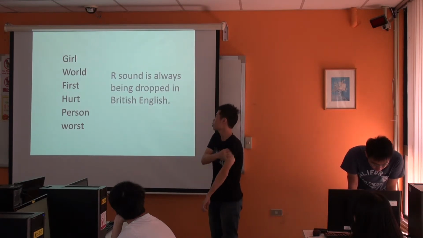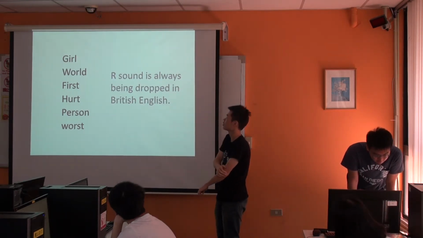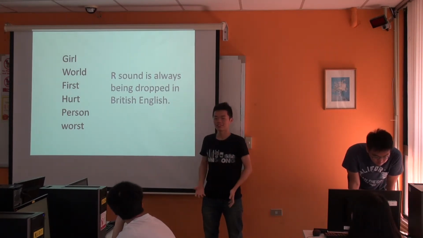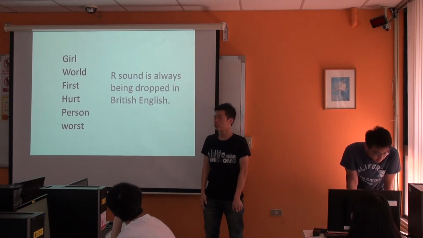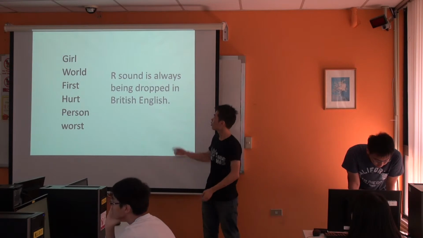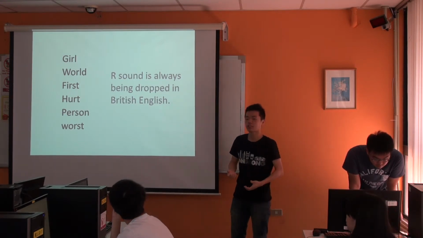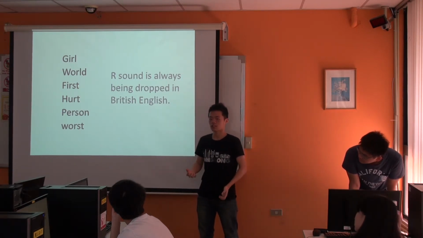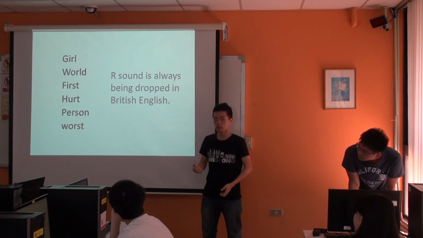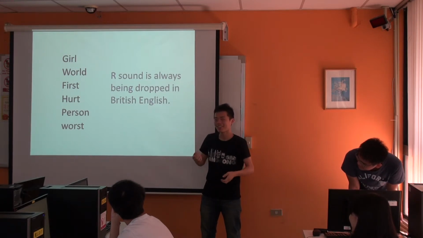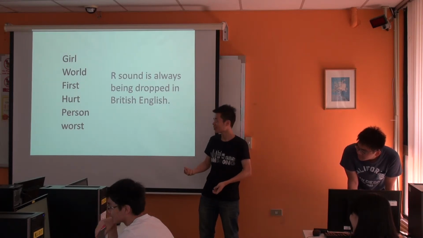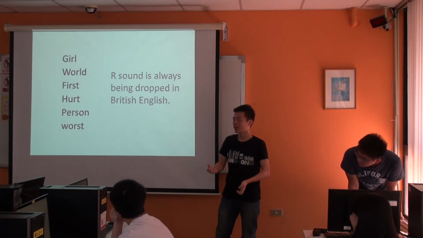I will introduce the R sound in British and American English. In American English, the girl will be girl, just girl. But in British, it will be girl without the R. So the R sound is always being dropped in British English. So the word will be word, and first will be first, and person will be person, and the words will be was.